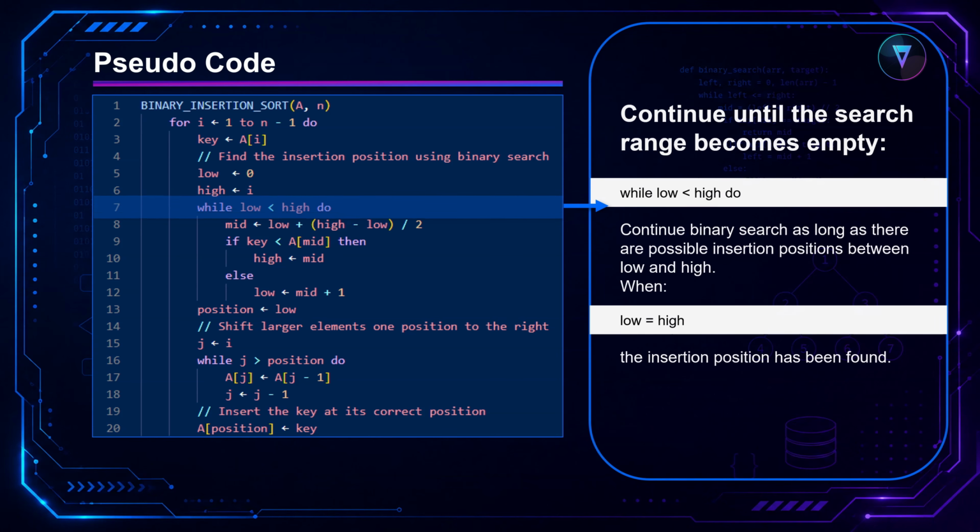High is an exclusive boundary. This means index I is not included in the search. Why don't we include index I? Because index I contains the current key. Binary search should examine only the elements that are already sorted.